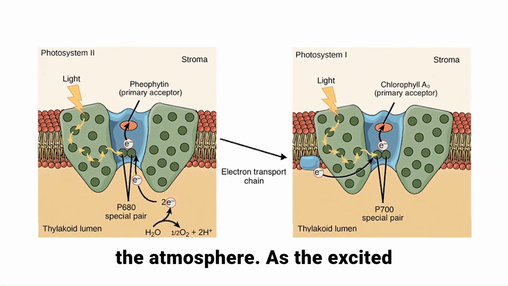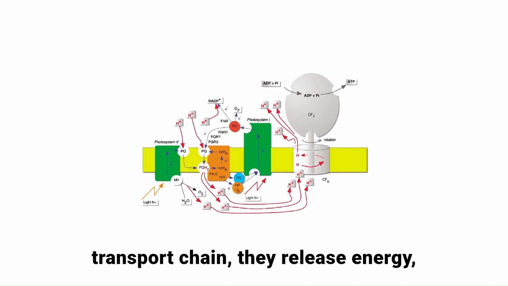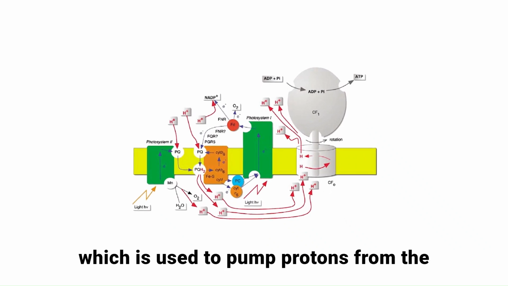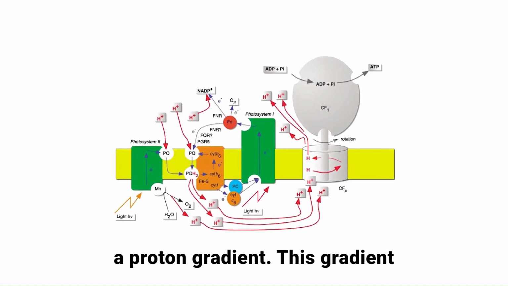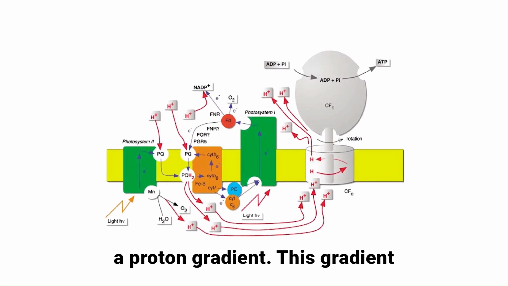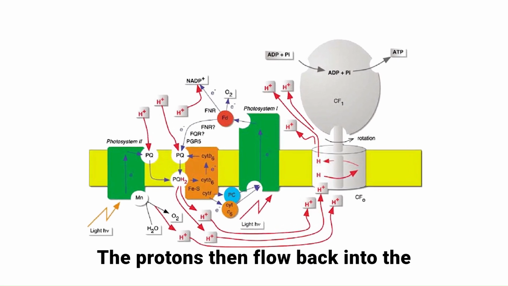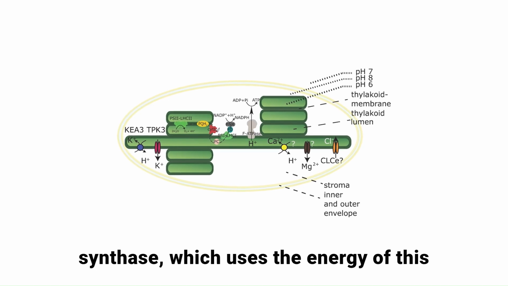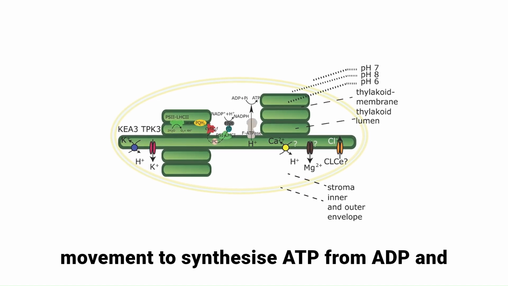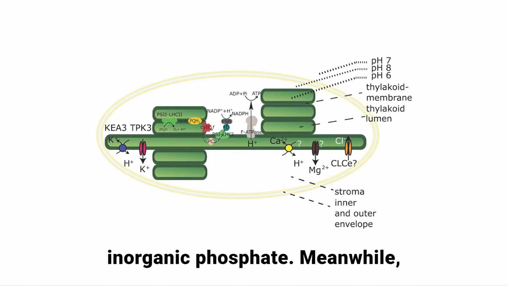into the atmosphere. As the excited electrons move through the electron transport chain, they release energy, which is used to pump protons from the stroma into the thylakoid lumen, creating a proton gradient. This gradient is essential for the synthesis of ATP. The protons then flow back into the stroma through an enzyme called ATP synthase, which uses the energy of this movement to synthesize ATP from ADP and inorganic phosphate.